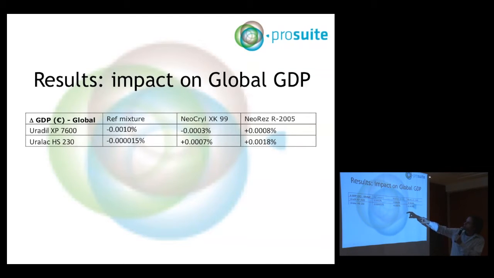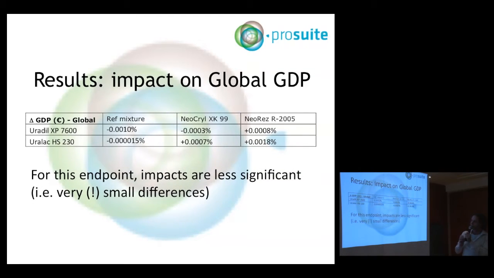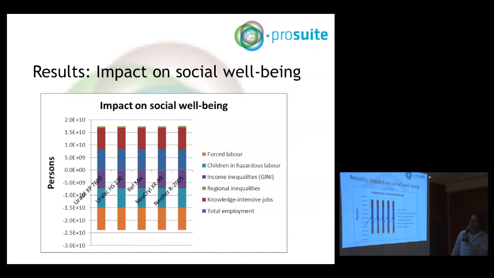But if you have a look, you see that these GDPs are positive, these are negative, and in this case it's negative for one comparison and positive for the other one. However, this shows actually that the results are very minor. The differences in GDP are to the power of -4%. So for this endpoint, the impacts are less significant. That is, there are very small differences. Exactly.